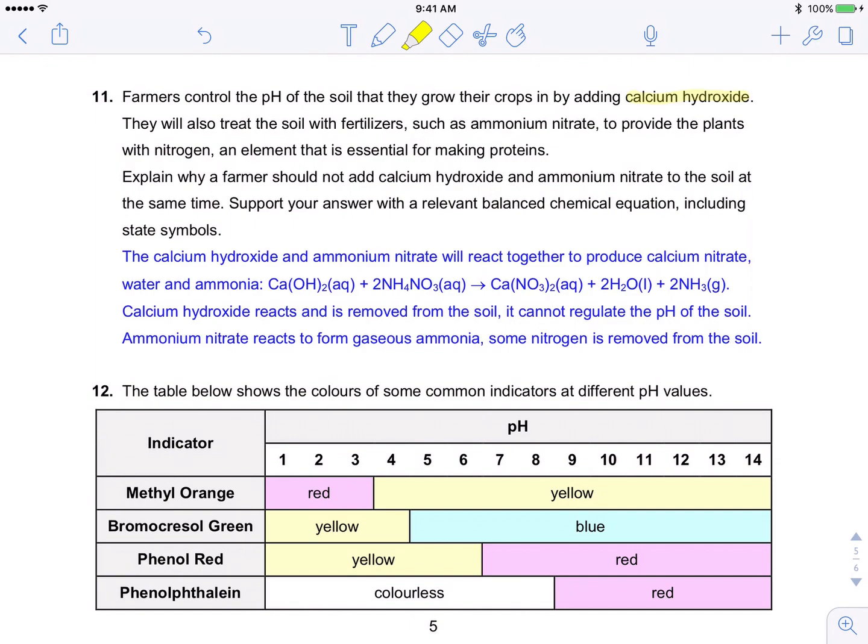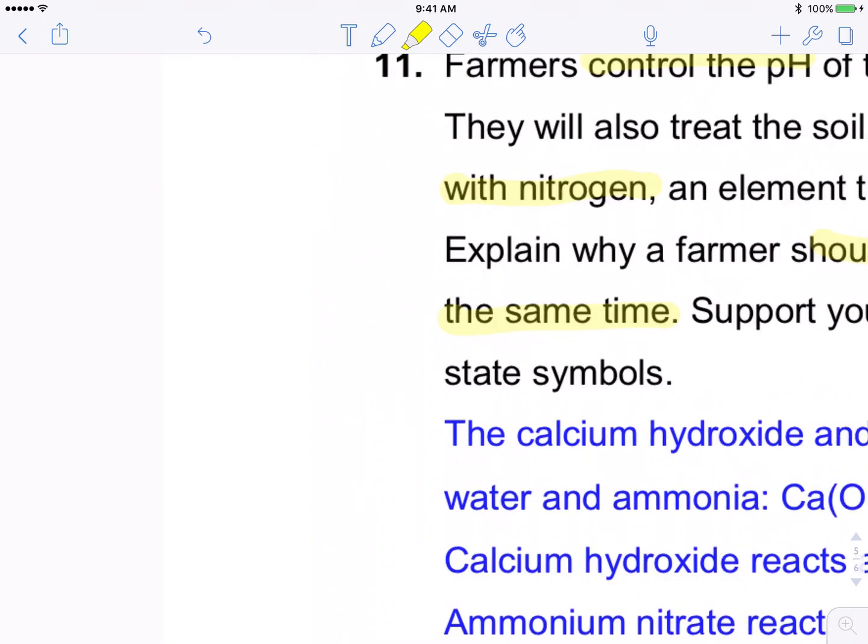So first they add calcium hydroxide. They also treat it with fertilizers like ammonium nitrate to provide them with nitrogen, which is essential for making proteins. So now, why is it that they should not add calcium hydroxide and ammonium nitrate at the same time? Okay, you may be like, huh? What is this question talking about?